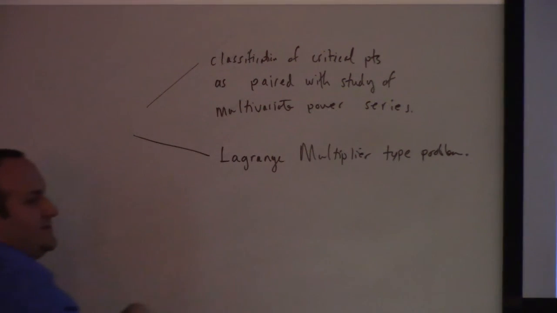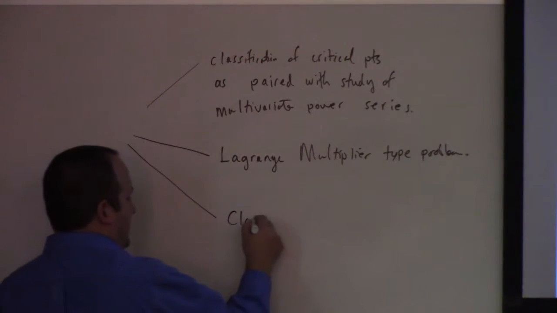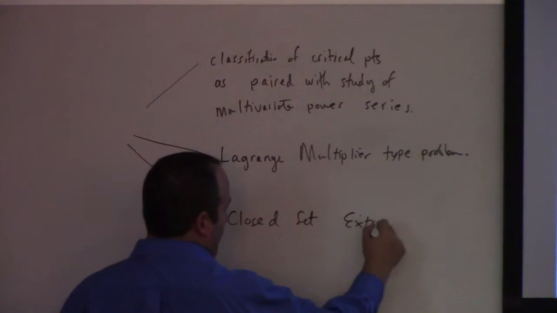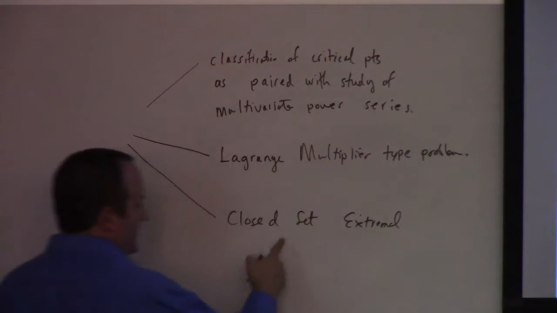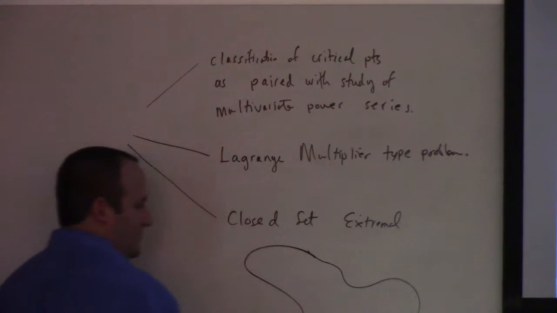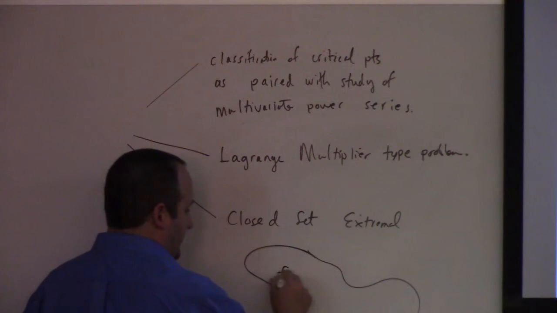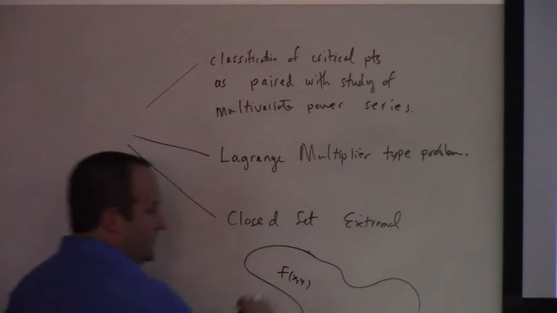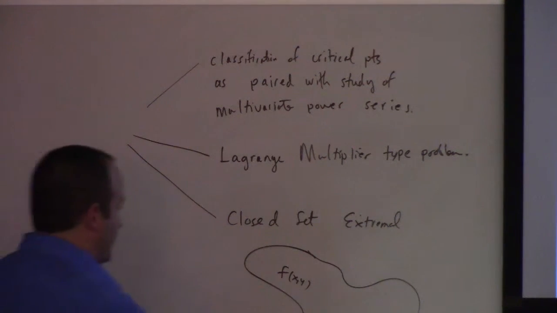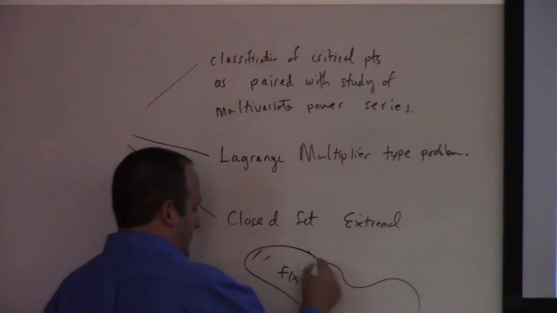So there you're given some constraint and you're asked to maximize some objective function on that constraint curve or surface. Then the third thing is closed set extrema problems. A typical one of these is something like, here's some closed set, it looks like this. You've got some function f of x, y, and then find the absolute extrema of f of x, y on this closed set. So what do you have to do? How do you actually do this?